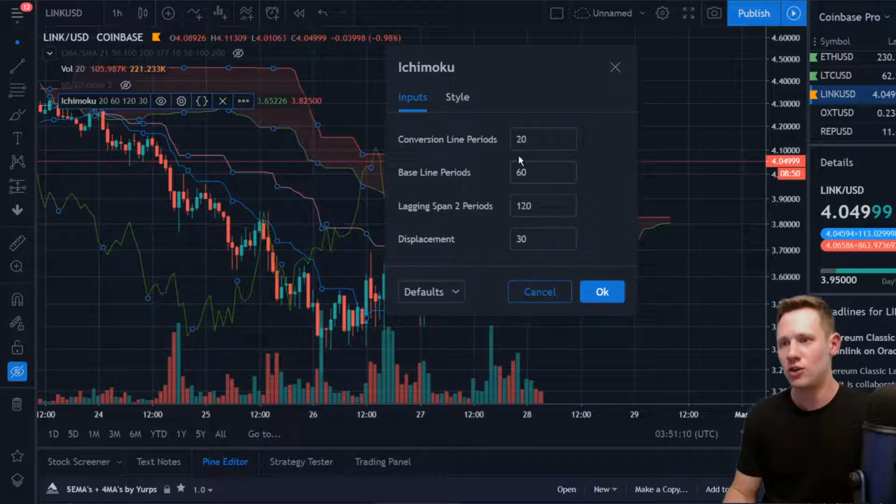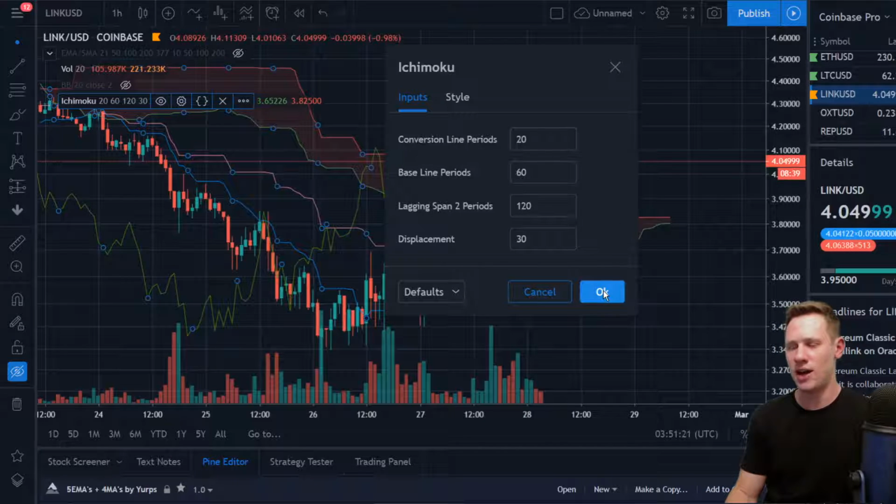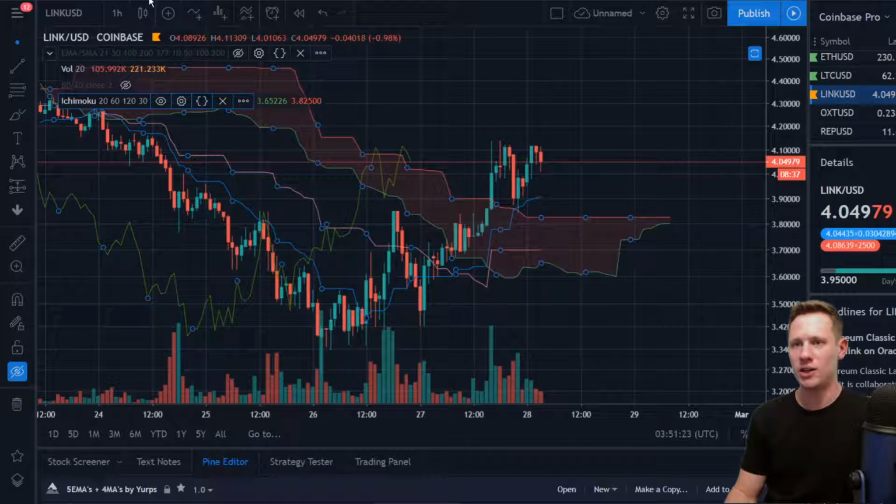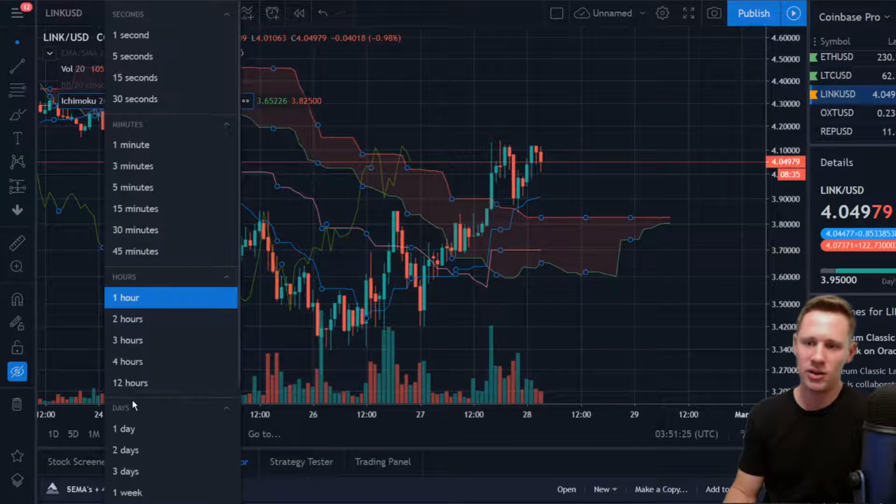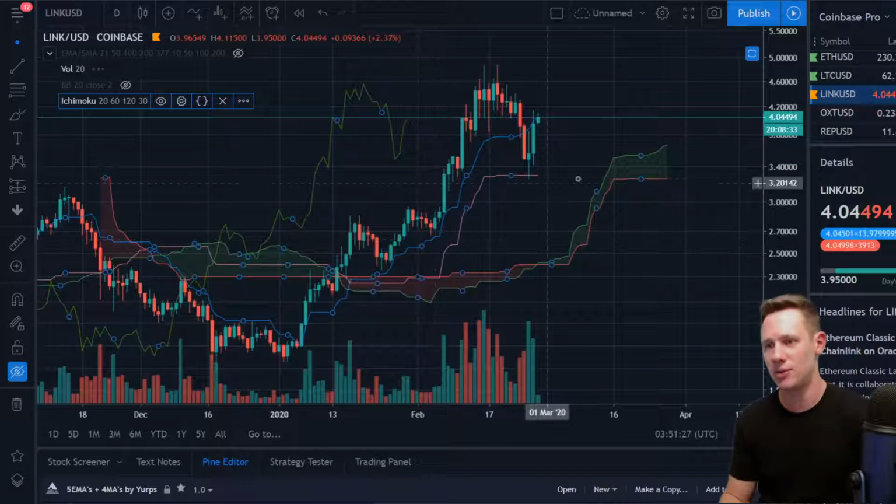The inputs, you want to have 20, 60, 120, and 30. I'll leave that there just for a second. Okay? So once you got that, I'll explain what's going on here. This is a Link chart. It doesn't matter what chart it is. I just happen to be on it.